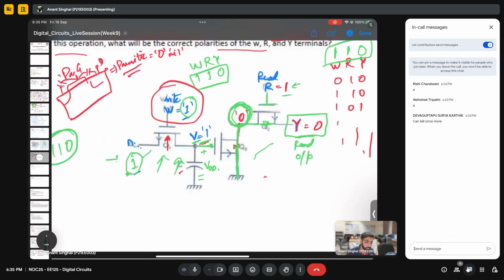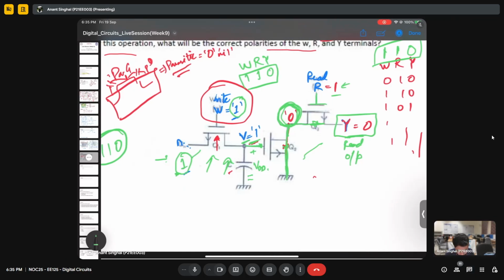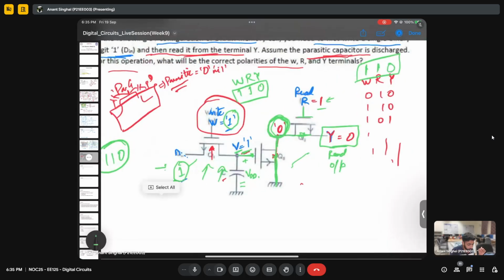Is it clear? Whosoever asked? Sir, we have written 1, no sir, but we are reading Y equal to 0 now. Yes, whatever the X is, the 3T DRAM works like that. Whatever the X is, the output will be X complement. I mean, this circuit is actually an inverter. You will see in your lectures also, this is an inverter.